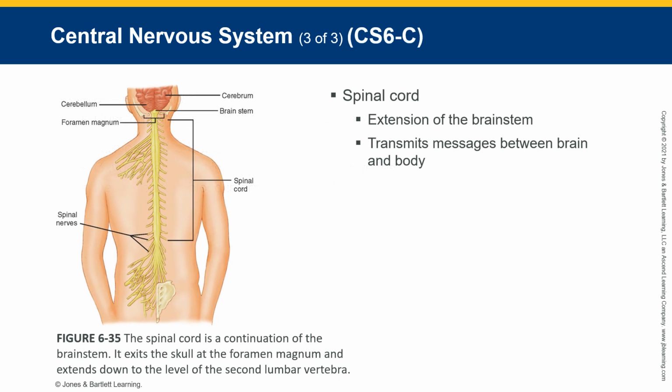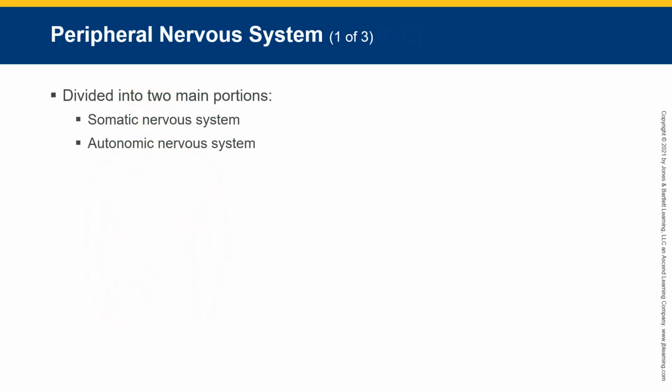The spinal cord is an extension of the brainstem, and it transmits down to the rest of the body. It's a big, long, think of it as like an extension cord between the brain and the body, where it's taking information and moving it both ways, up and down there.